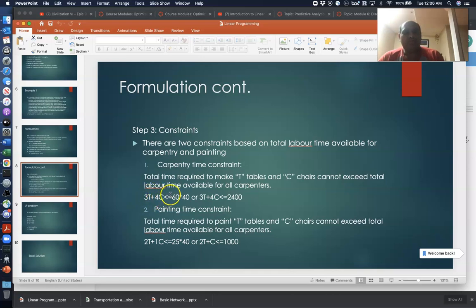So 3T plus 4C is less than or equal to the total time available from all the carpenters, which will be 60 times 40, 40 hours a week and the 60 carpenters. So that gives us 2400.